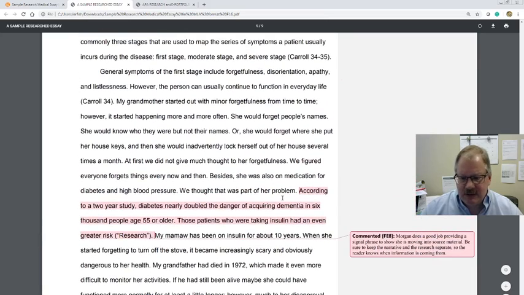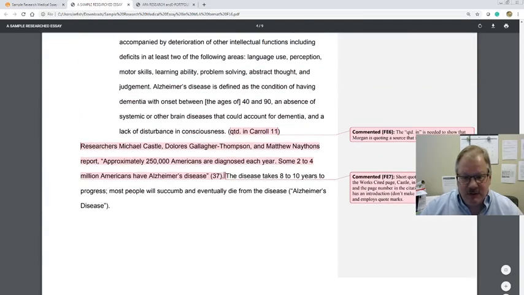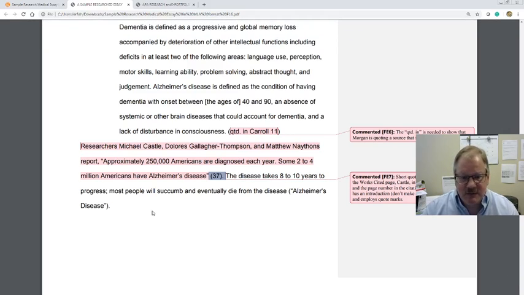And you can see throughout the sample essay, she's doing a good job citing her sources, letting us know where information's coming from. You can also put the first word on your works cited page in the introduction, like she does here, with researchers Michael Castle, Dolores Thompson, and Matthew Nathan's report. Then she gives a quote. Here we actually have a book source, so she has a page number in there. Generally, if you're using an internet source, you won't have a page number. It kind of depends on the source there.